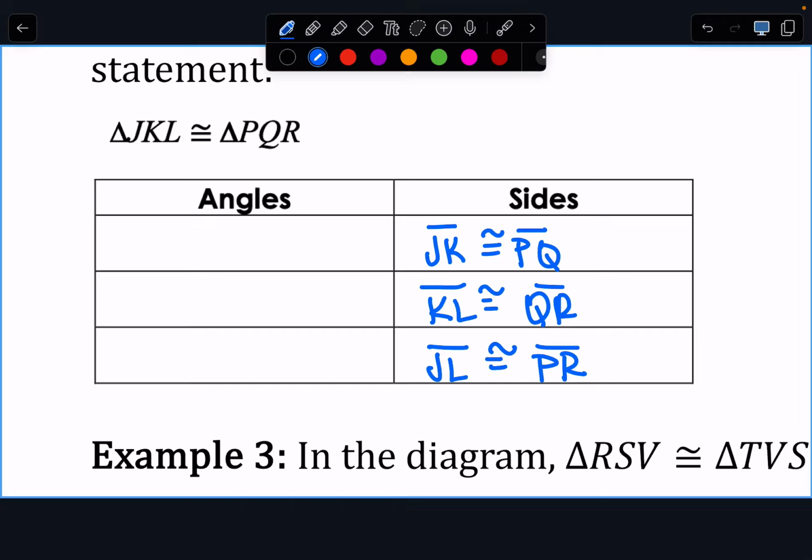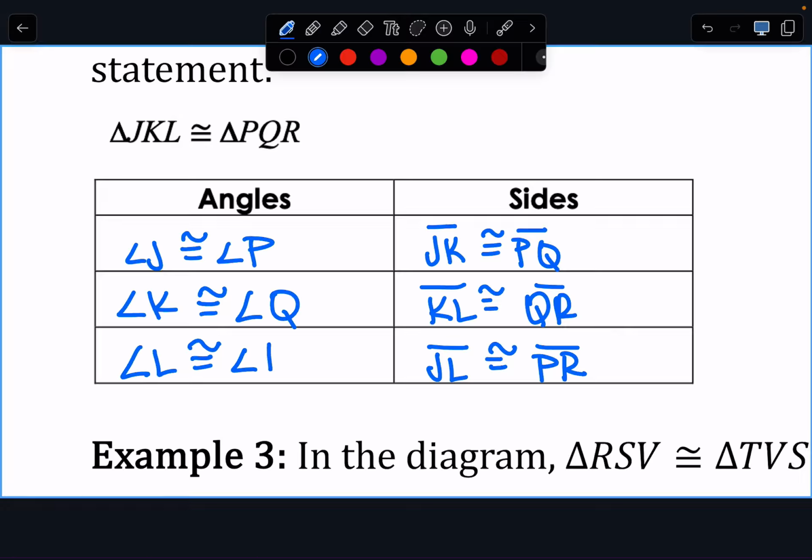Angles are the easier one. That's why we were doing them second. Angle J is congruent to angle P. Angle K is congruent to angle Q. And angle L is congruent to angle R. Please make sure you're putting the angle symbol.